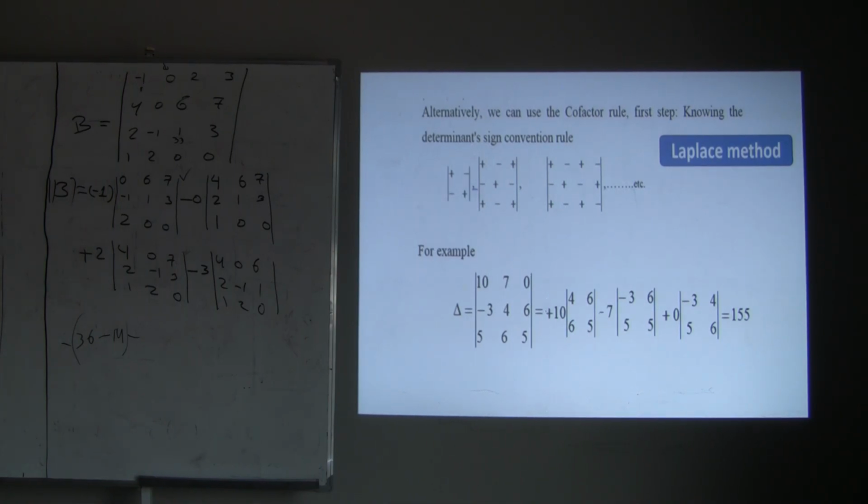So now for the sign rule, which is positive, negative, positive, and so on. I can do it positive, negative, and so on, zigzag. Or I can just look at the position of the number. If you add i and j, the row and the column numbers, and the result is even, then the sign will be positive. If the result is an odd number, like 1, 3, 5, 7, and so on, the sign will be negative.